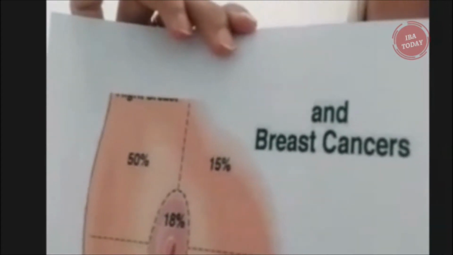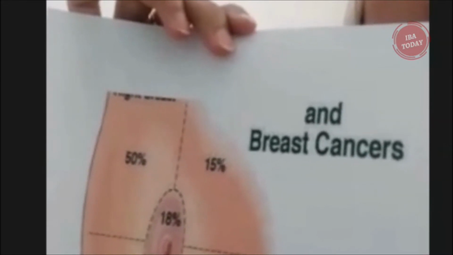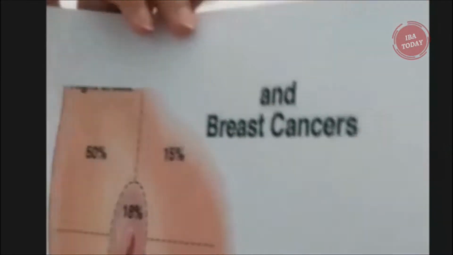Mostly 50% of breast cancer occurs in the upper outer quadrant. The other areas are the left outer quadrant at 15%, the right lower quadrant at 11%, the left lower right quadrant at 11%, and the left lower quadrant at 6%.